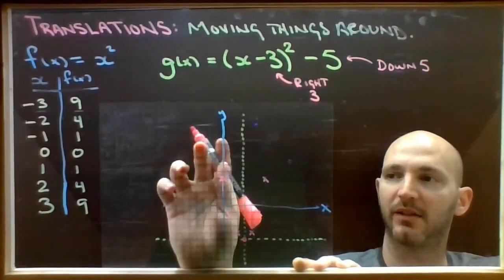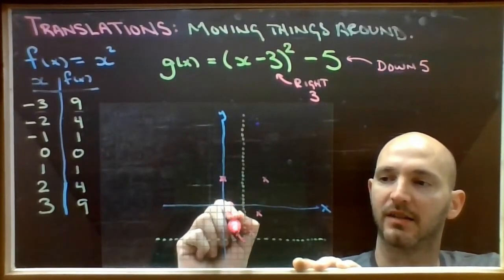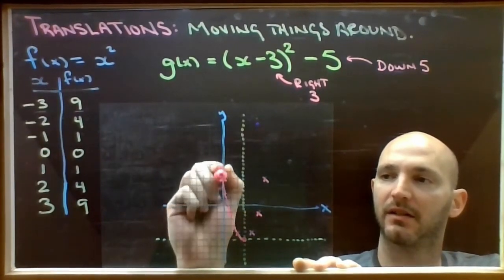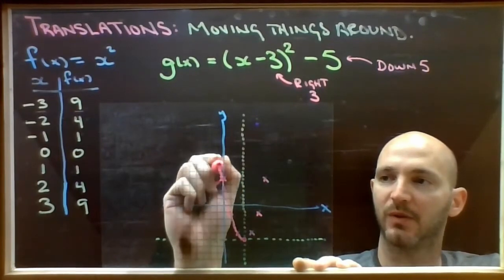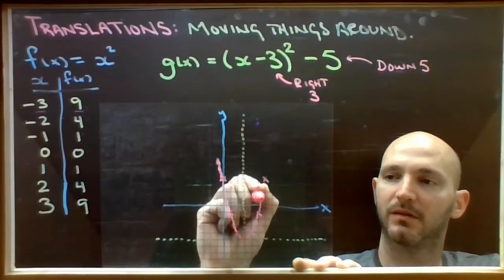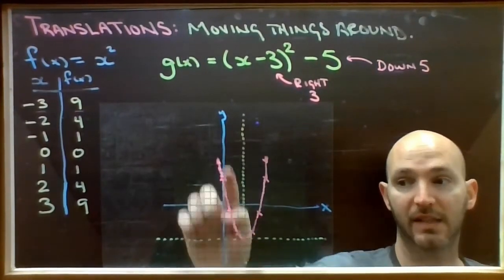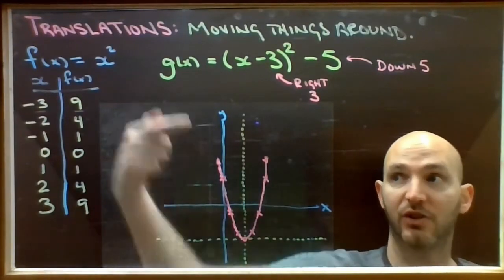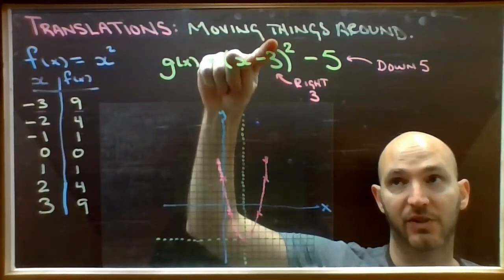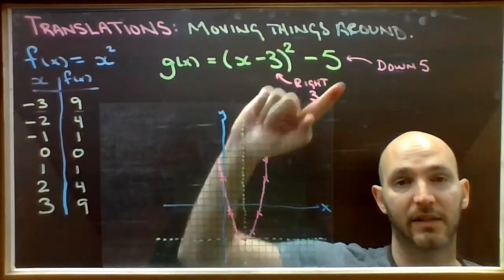This is not part of my graph. So I just have to sketch in my parabola here, trying to be nice and smooth. And there you have it. This parabola is the sketch of this function, which is the basic parabola function. I can tell because I have a square here, shifted 3 to the right and 5 down.